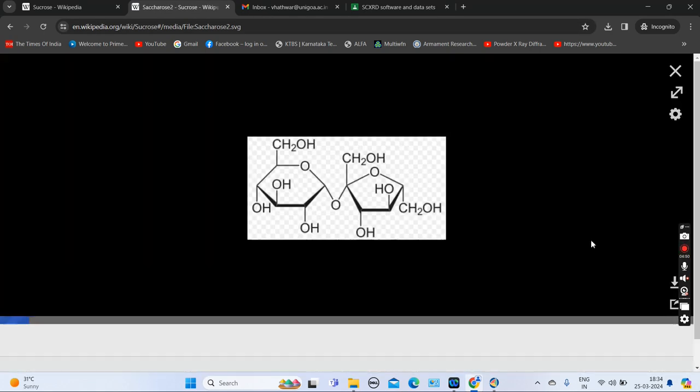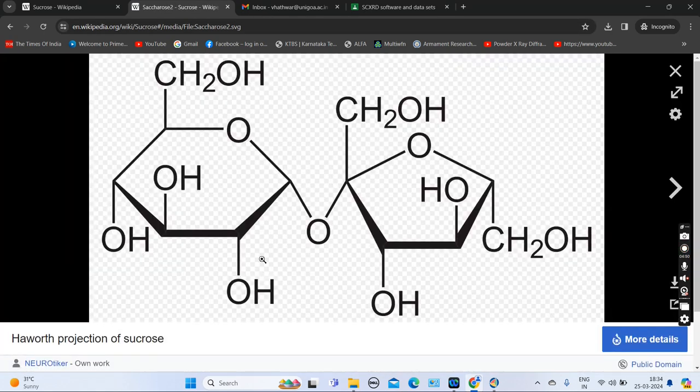Then you can enlarge view. You can see here 5-membered, 6-membered ring and 5-membered ring connected by bridging oxygen. Then it has maximum OH and CH2OH groups. Then one oxygen is there in the ring. Similarly, a six-membered ring also has one oxygen.